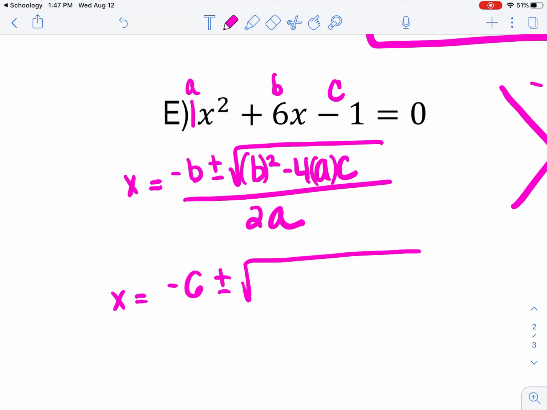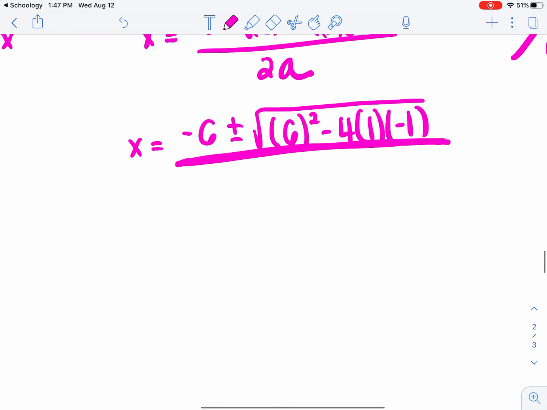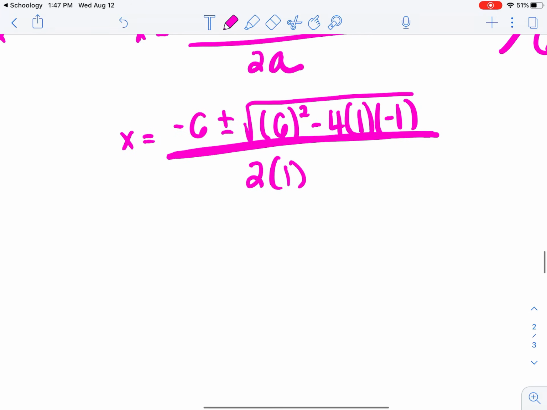I always put b in parentheses, a in parentheses, and c in parentheses. So b is 6, close the parentheses, square it, minus 4 times a, which is 1, times c, which is -1, all over. Notice where my fraction bar goes from. It goes from the -6 all the way to the end of the square root, 2 times a, which was 1. Now I'm going to clean this up, okay? So to clean this up, I'm going to do this first.